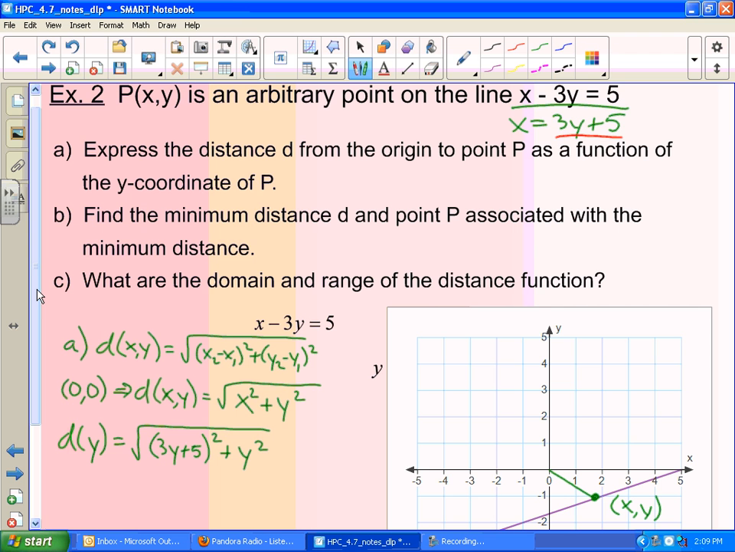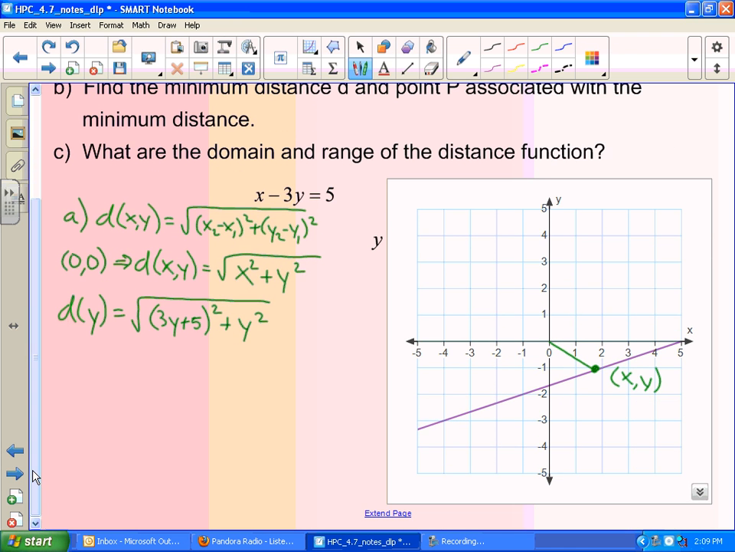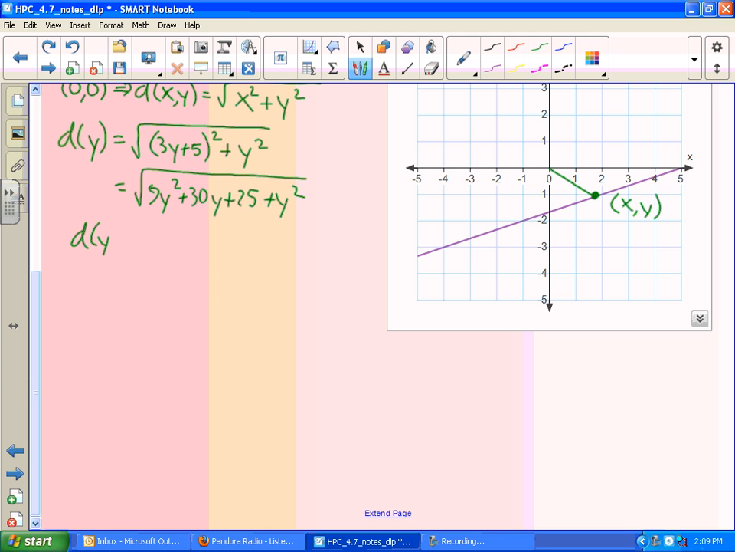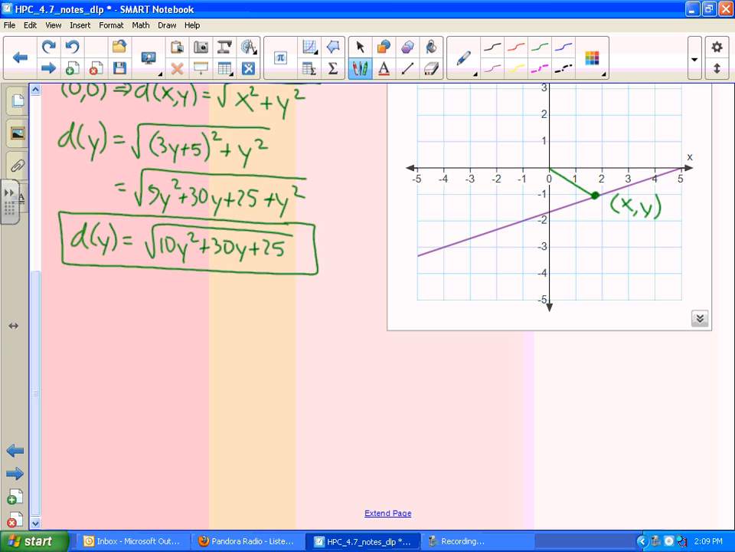Oh, you need to see in the back there? Here we go. So we have some work to do here underneath the radical. We get some foiling: a 9y squared plus a 30y plus a 25 plus a y squared. I'm foiling all that 3y plus 5 stuff out and combining all my like terms, my y squareds combine, and I finally get my answer for part A: the distance as a function of y values only is equal to the root of 10y squared plus 30y plus 1. There's the answer for part A.